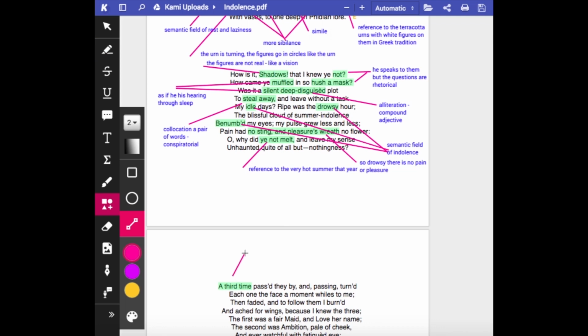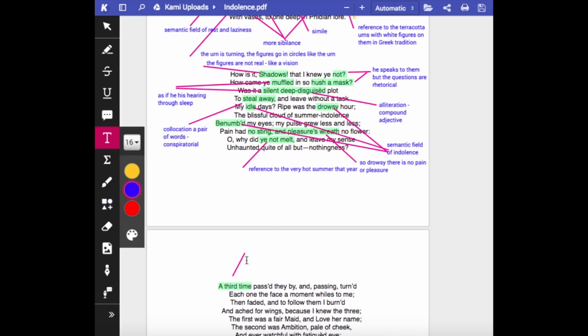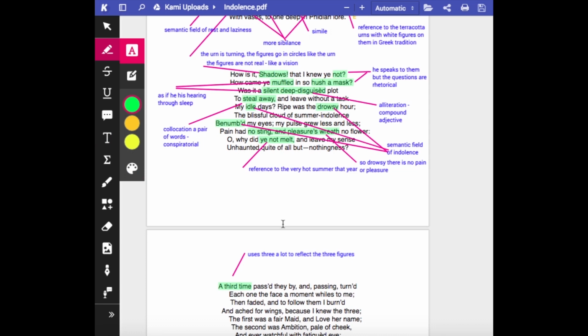Pass they by. In this next stanza, he talks about how they passed by him 3 times. "A third time passed they by." He uses 3 a lot to reflect the 3 figures. The triadic is a common device in literature. 3 is reputedly easier to remember. It's used in rhetoric and speeches and other forms.